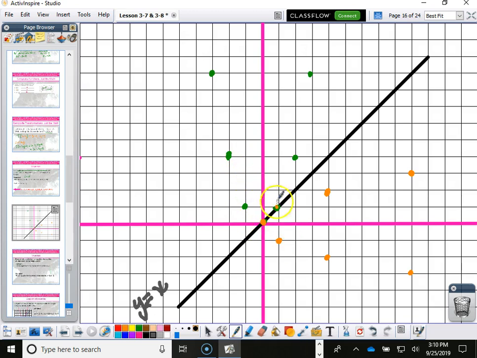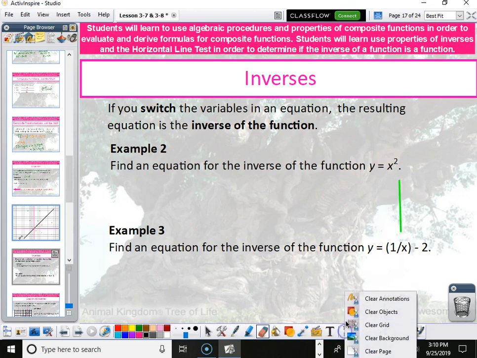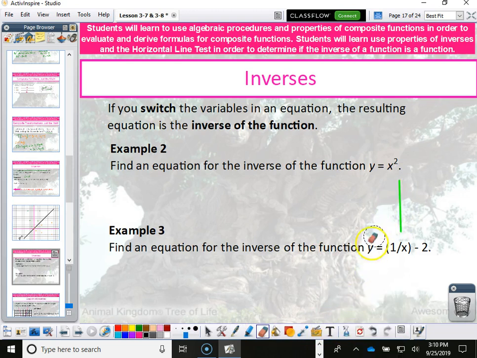When you reflected there, it went there. When you reflected here, it went there, and so forth and so on. So each dot is a reflection over the line y equals x. When we want to find the inverse, we just switch our x's and our y's. Interesting. We don't need that line there, so let's just throw it away.